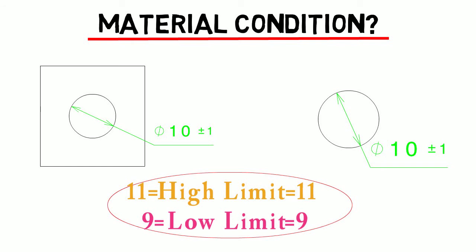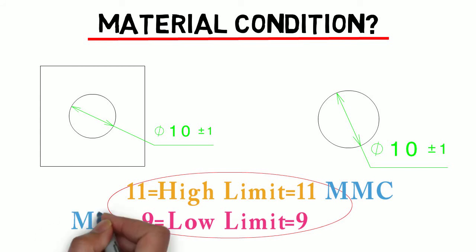So in case of shaft, when will this part contain maximum material condition? When it will have a maximum diameter, right? So MMC is equal to 11 mm. While in case of hole, when this block will have a maximum material condition? When this hole have a minimum diameter. So MMC for this hole is 9 mm.